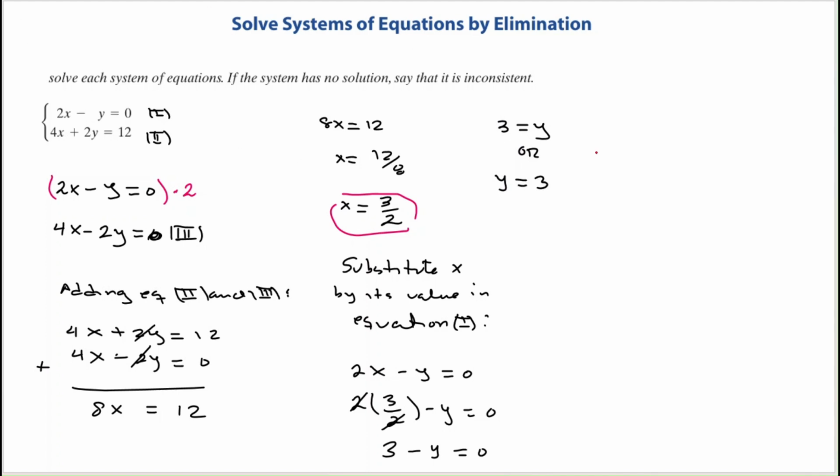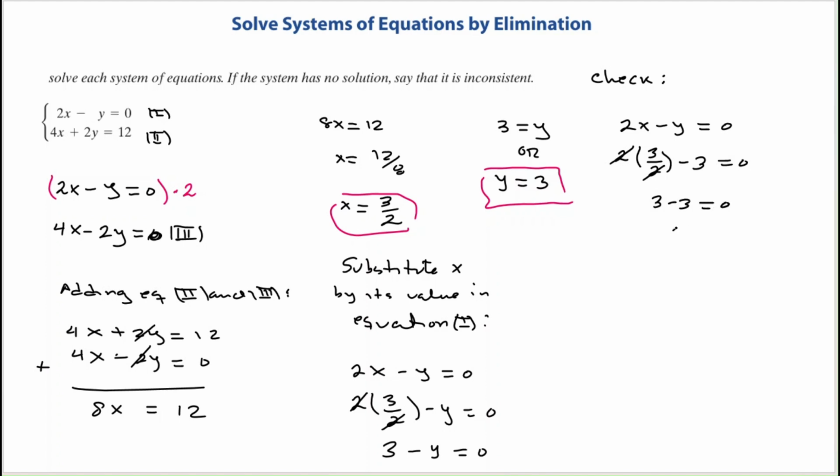So it looks like the solution is going to be 3 over 2 comma 3, but I will check my answer to make sure that it's okay. For my first equation, 2x minus y equals 0, I say 2 times 3 over 2 minus 3 equals 0. 2 and 2 here cancel out. So you get 3 minus 3 equals 0. So 0 equals 0, which is true.